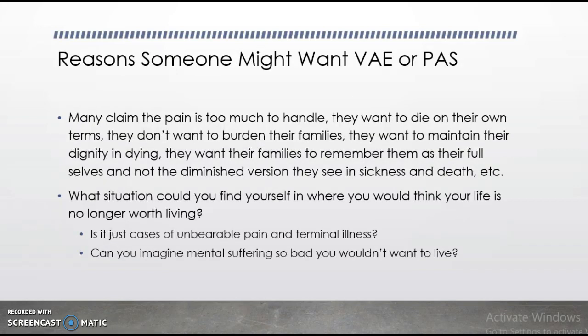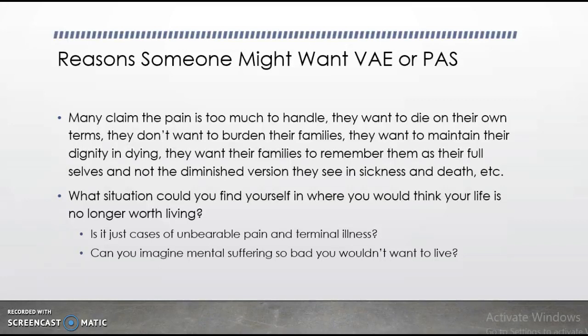Here, you've read this in the book, so we're not going to spend a lot of time, but there are a lot of reasons someone might want voluntary euthanasia or physician-assisted suicide. It can be pain-based. It can be dignity-based, right? You want to die on your own terms. You don't want to burden your family. You don't want to be sort of bedridden. You want to have your freedom. You just want to die in a way that you find acceptable, given the way you've structured your life.